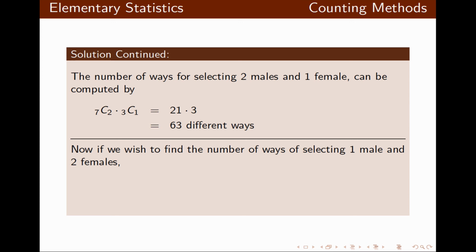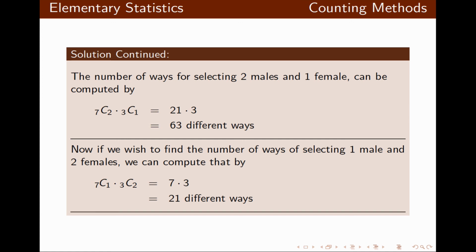Now, if we wish to find the number of ways of selecting 1 male and 2 females, it's the same logic, but this time out of 7 males, we're selecting 1, so that would be 7C1, times there are 3 females and we're selecting 2. So we do the computation, and this can be done in 21 different ways.